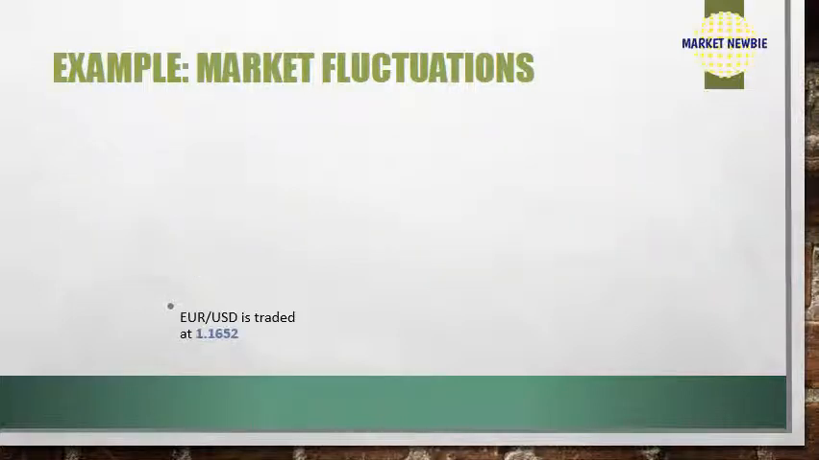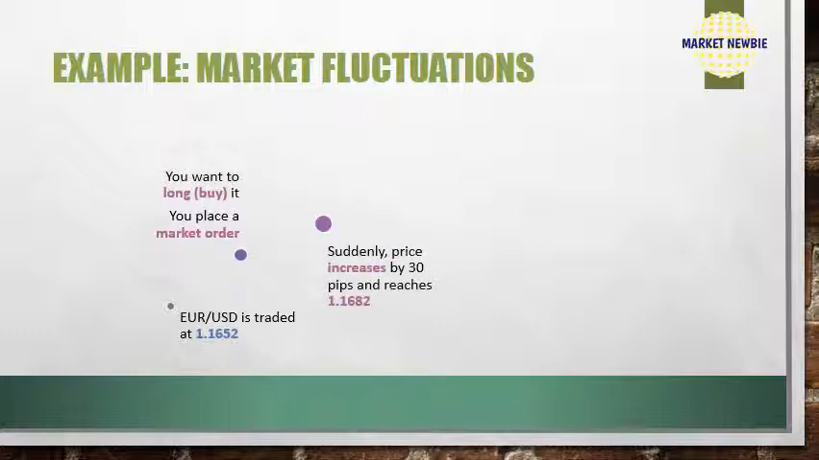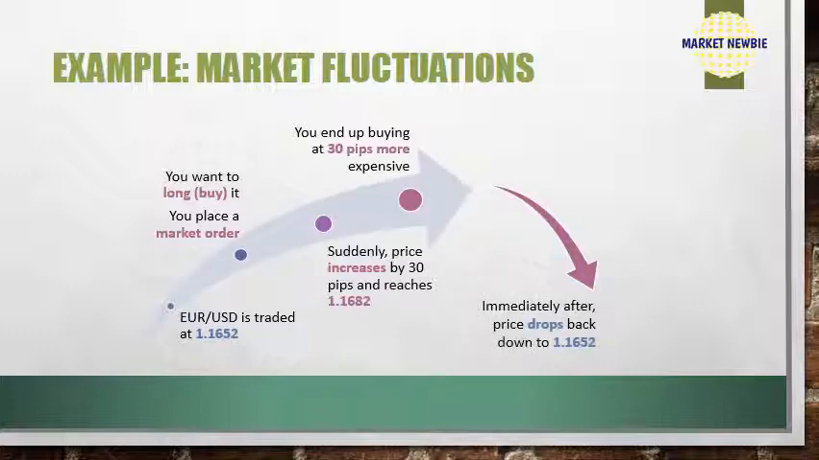Let's say you want to trade the euro to US dollar currency pair. The price is currently 1.1652. You want to buy or long it, so you place a market order. All of a sudden, the price increases by 30 pips and reaches 1.1682. So instead, you will have to pay 30 pips more to buy it. Even worse, an hour later, the price dropped back down to 1.1652. So now your currency quote is worth less.